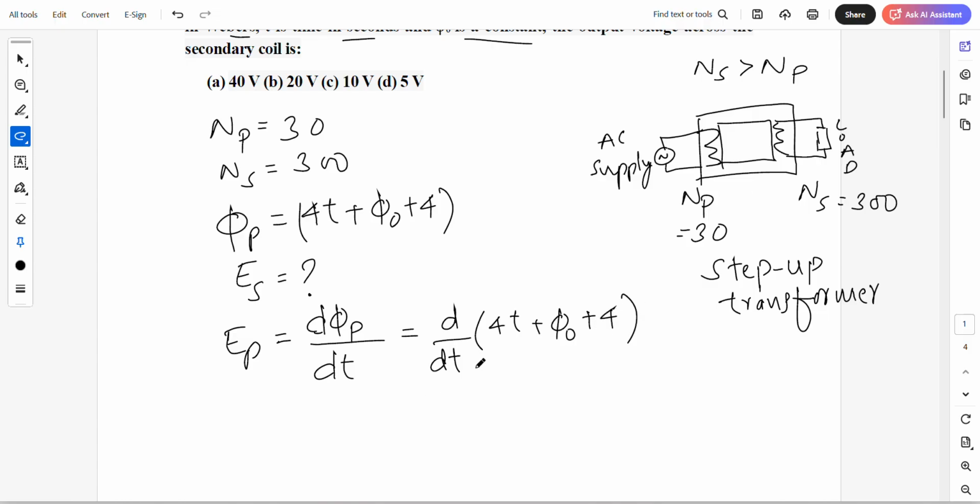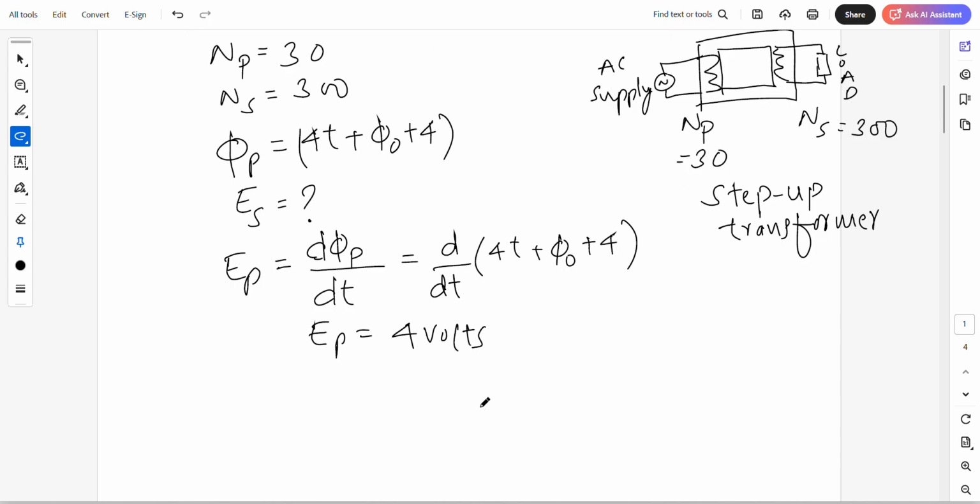Now differentiate this with respect to t. What am I going to get? If I differentiate this with respect to t, I am getting only 4. Phi naught is a constant, differentiation of a constant is 0. 4 is a constant, differentiation of a constant is 0. 4 volts is the right answer. Now here EP you got 4 volts.